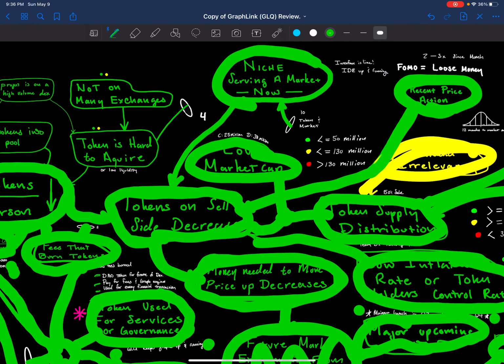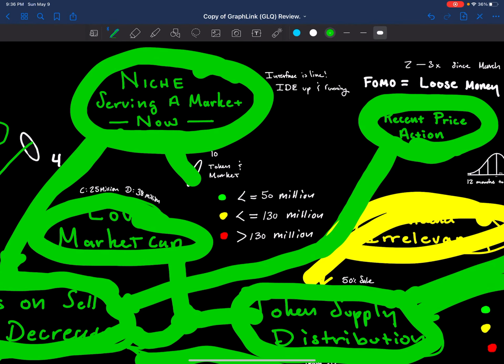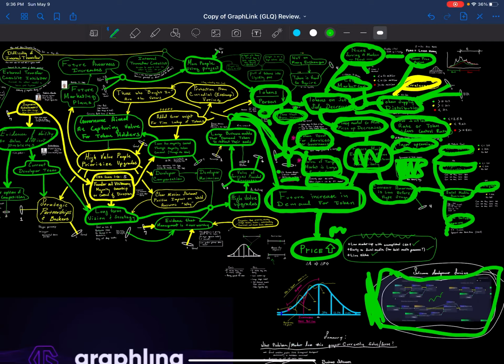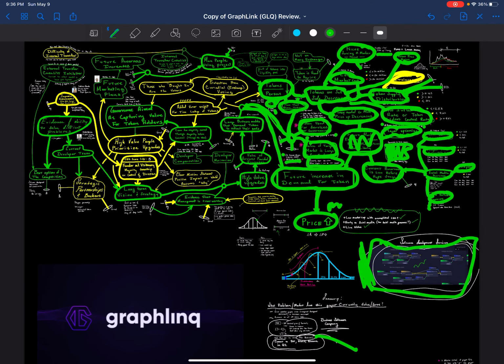Niche: it is currently serving a niche. This thing is servicing that software environment. Its interface is live, even though the blockchain isn't. They are a trusted solution right now, and they are live.